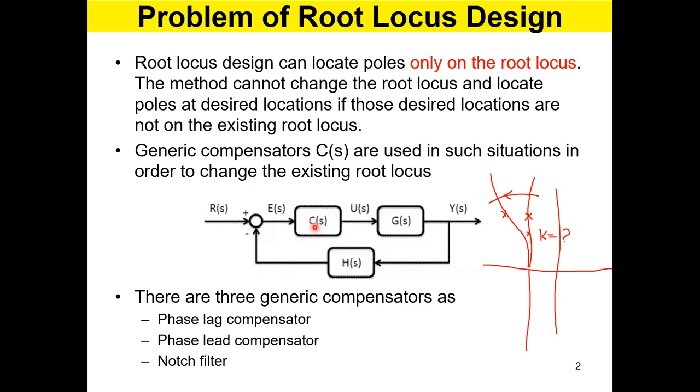So this is simply the answer to the problem of desired poles not being on the existing root locus. So you need to bring a compensator to fix the problem. There are three generic compensators used for this purpose: phase lag, phase lead, and notch. So today we are going to talk about these three compensators.